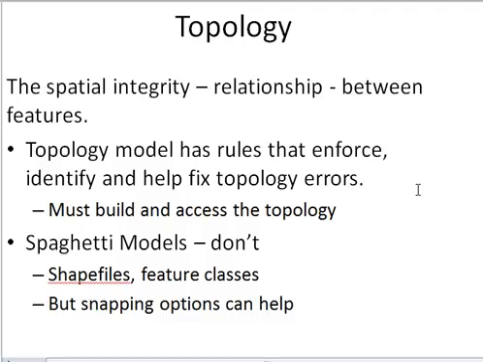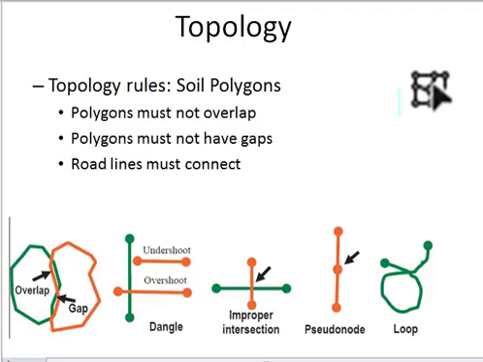So I can set up all those rules so that when I start to digitize, I can run the topology check and it will find all those places where my data is inaccurate, and then there are ways to fix that. So even though we may not work with topology today, it's good to know what they are. And so here are some of the ideas. You don't want to have those overlaps. If you do that, your areas aren't going to be correct.